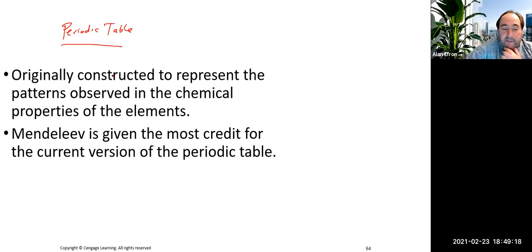The periodic table is obviously constructed to place elements that are very similar to one another based on their properties. They did a good job. They actually left a lot of room for other elements that weren't discovered at that moment, able to fill in the blanks as they went along.